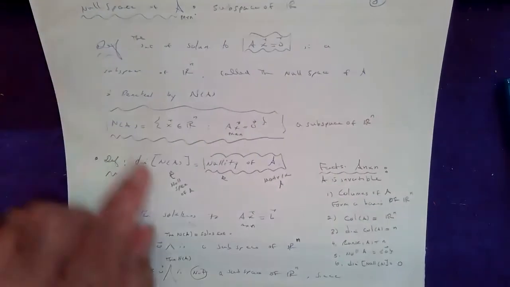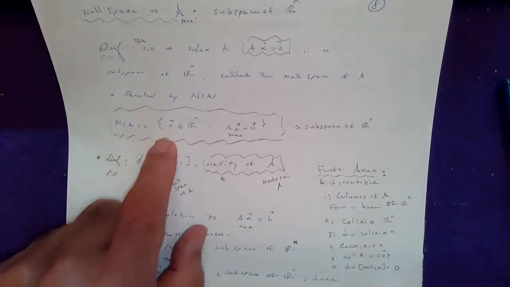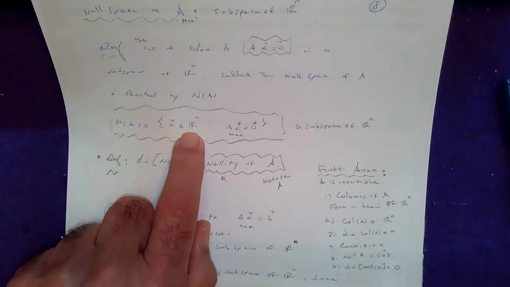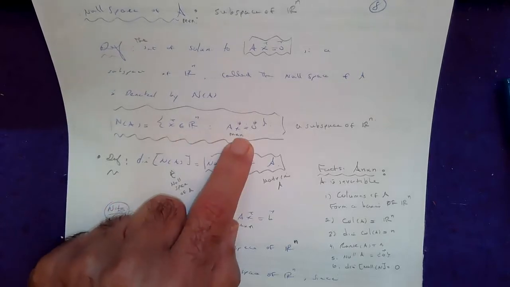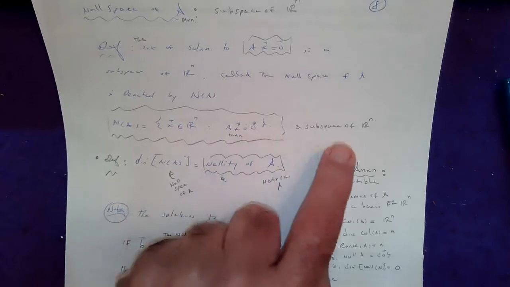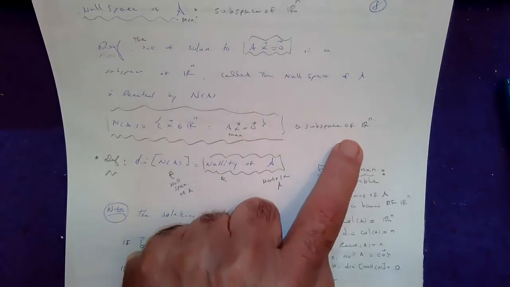So this is the set notation for the definition. It consists of all vectors in Rn such that they happen to be the solution of this homogeneous system of equations, and it's always a subspace of Rn.